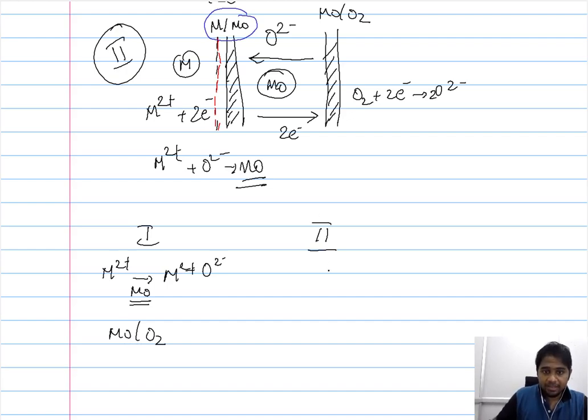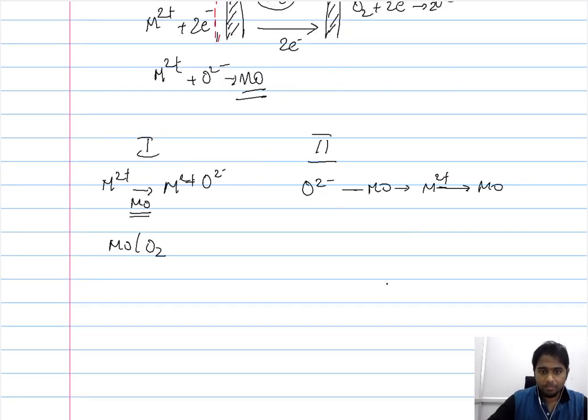In case of the second mechanism, you have O2 minus that is propagating across the MO. So it is propagating across the MO to react with M2 plus, and ultimately leading to the formation of MO. Now here, this MO is the bar, it's the initial one.